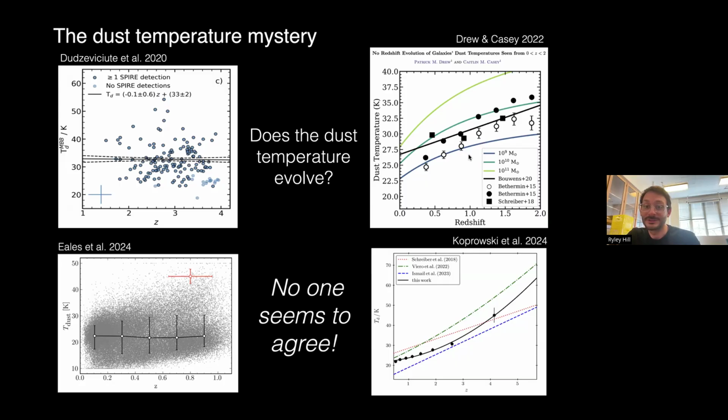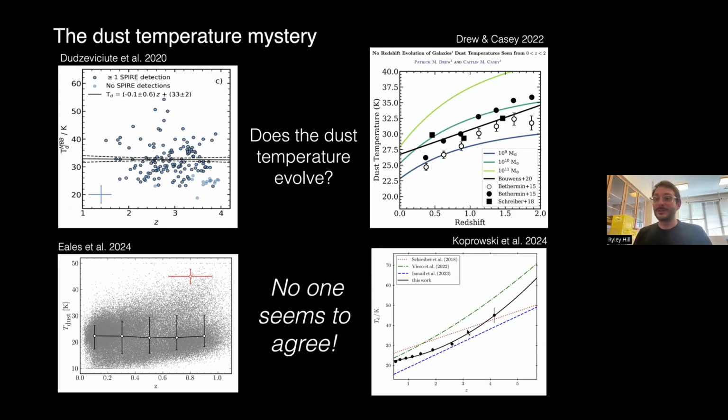Here's a plot that's showing you that it is increasing with redshift, although the title of the paper says that there's no redshift evolution in the dust temperature. Another plot showing you no evolution. So anyways, nobody seems to agree about whether or not the average dust temperatures of galaxies increase with redshift. Maybe you would expect they do, maybe you expect they don't. I mean, simulations don't really help with this.